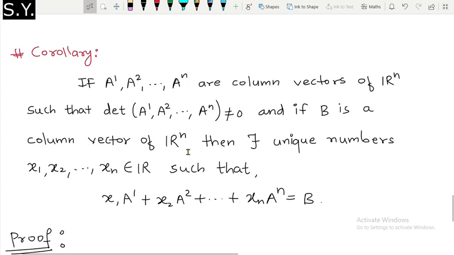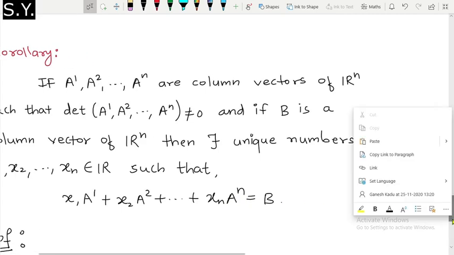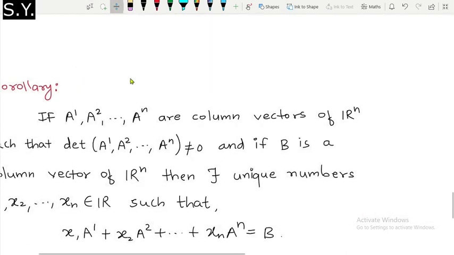And they are saying that if b is a column vector of R^n, meaning b is an element of R^n, then there exist unique numbers x1, x2, up to xn belonging to R such that x1 a1 plus x2 a2 plus and so on up to xn an is equal to b. The meaning is that this vector b can be written as a linear combination of the column vectors a1, a2 up to an. Now here we are supposed to recall one theorem before going ahead. I will write it here because that will be needed. Basically two things we are supposed to recall.